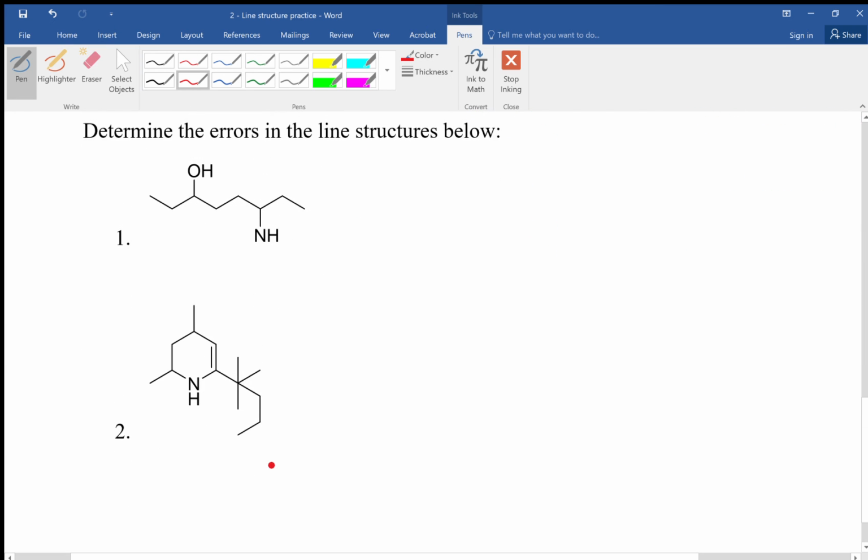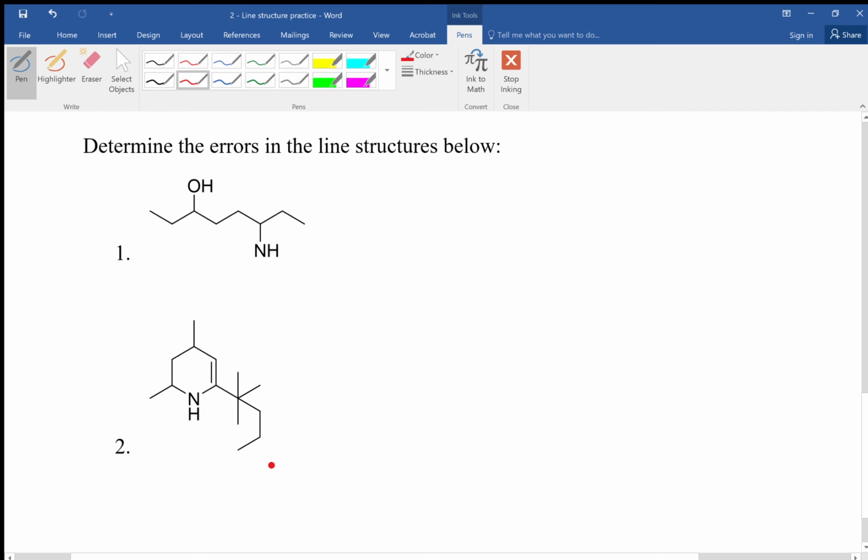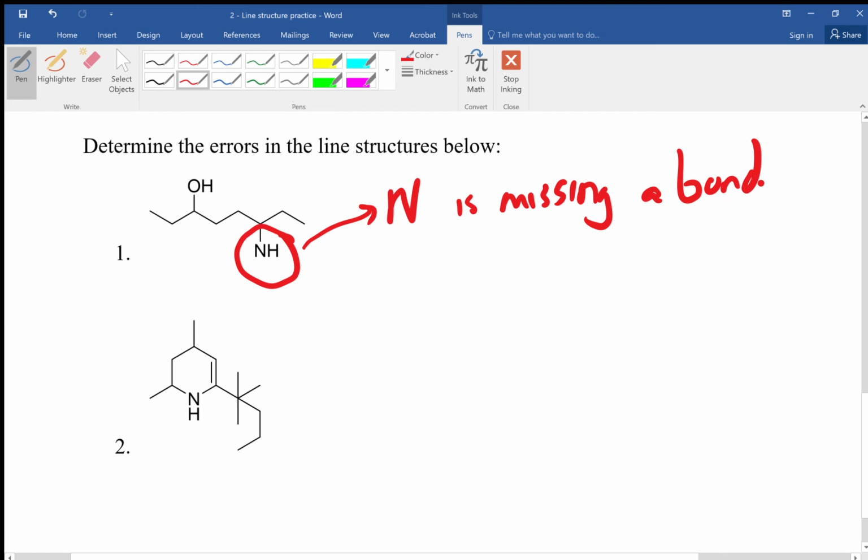All right, our other question on this exercise looks at finding errors. So what's wrong in each of these line structures? So in the first one, what's wrong is this nitrogen. Nitrogen needs 3 bonds. And remember, with any atom that's not carbon, we can't assume atoms are there. So this nitrogen is missing a bond. In number 2, we have this carbon down here that has too many bonds.